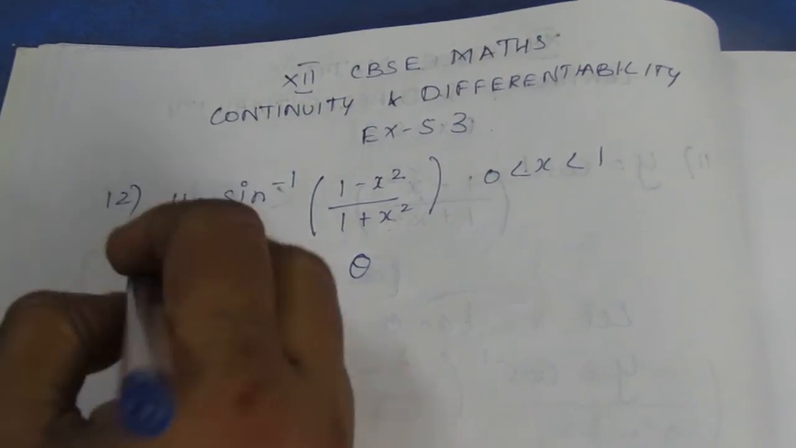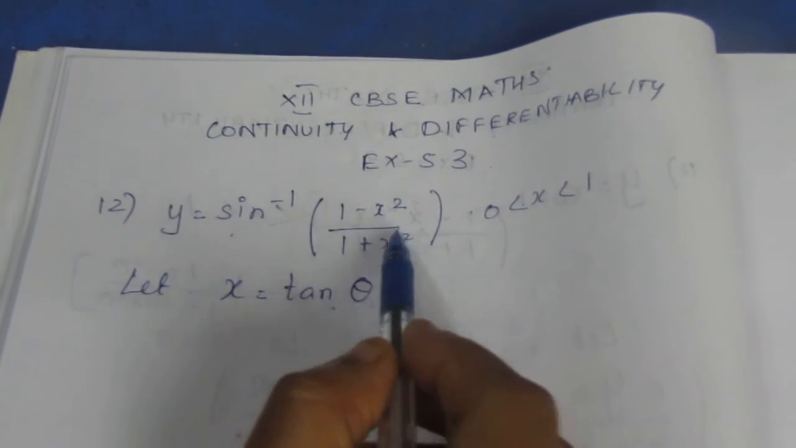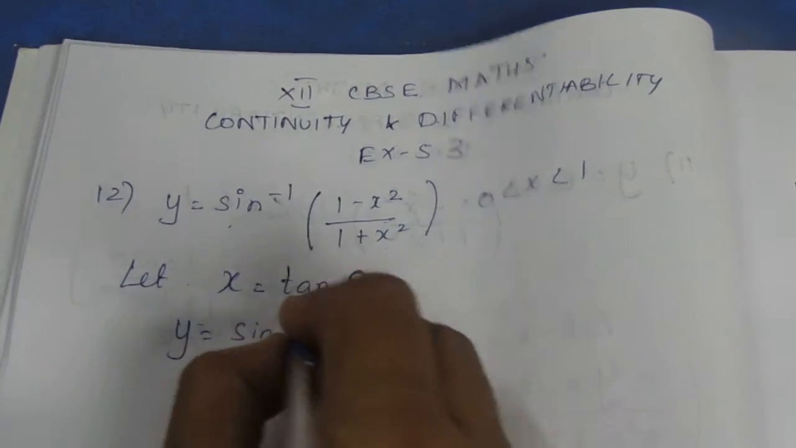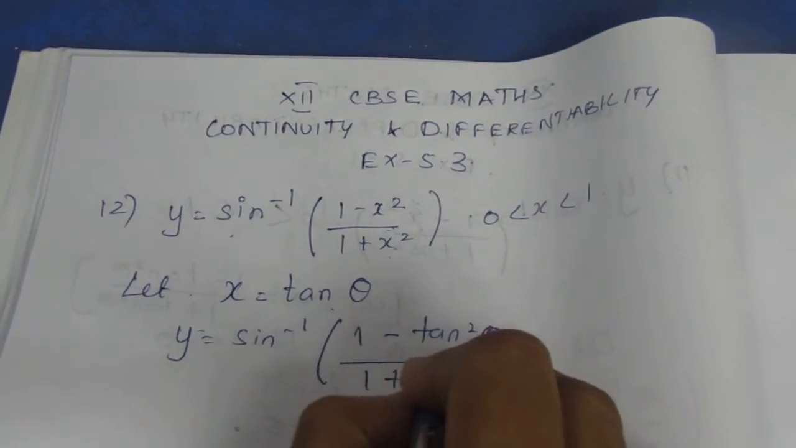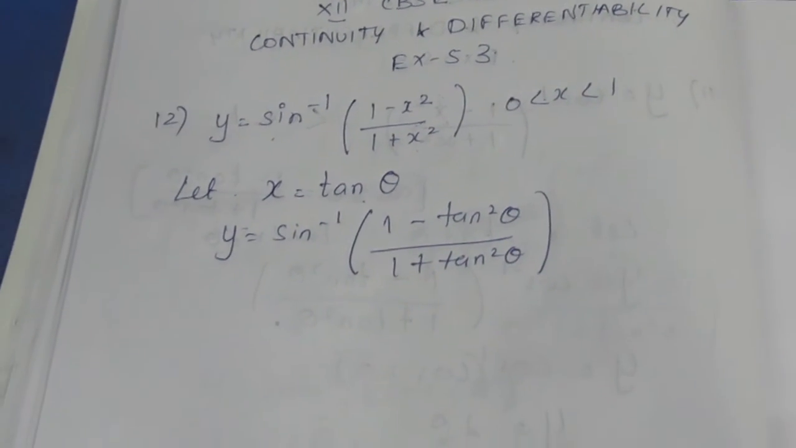If I substitute let x is equal to tan theta, it will become the formula for cos 2 theta. Here this becomes sine inverse of (1 minus tan square theta) by (1 plus tan square theta). Already as I told before, this is the formula for cos 2 theta.